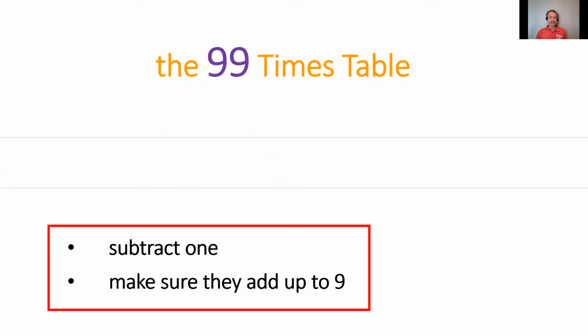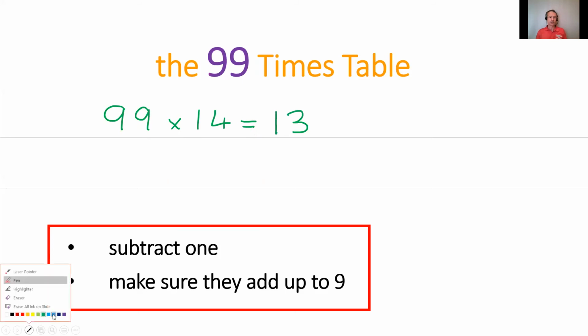Now, surprisingly, the pattern is exactly the same with the 99 times table. So let's have 99 times by 14, for instance. So what we're going to do is take away 1 to give 13. Instead of 14, we've got 13. And now I'm just going to make sure that everything adds up to 9. So what makes 9? 1 and 8.